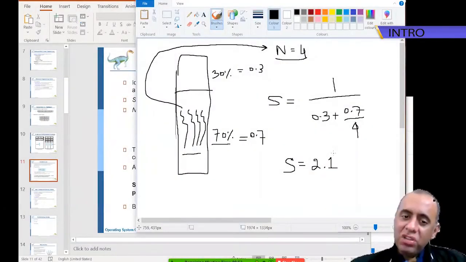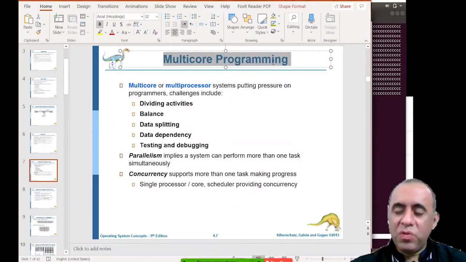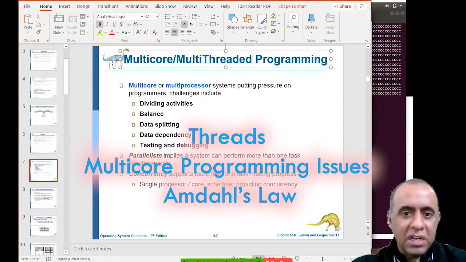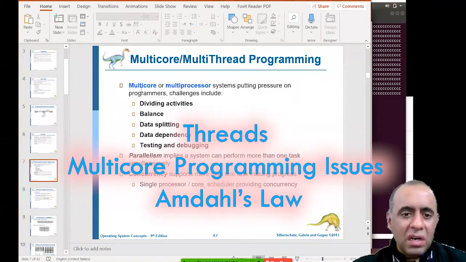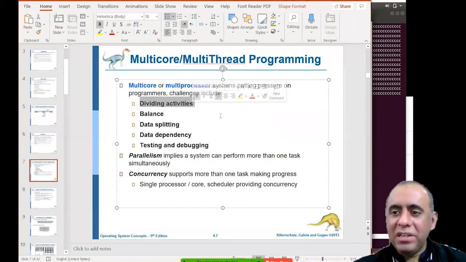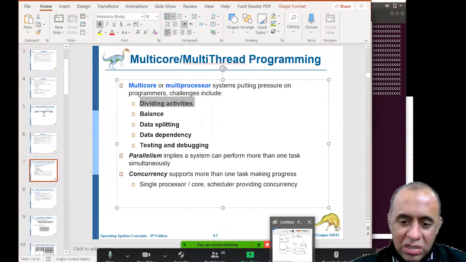You created 4 threads, but still you are getting only 2 times the speed up. It's not easy to do multi-core programming, which can also be called multi-threaded programming. The first thing that it requires is that you think in terms of multiple activities being done inside your process. So, for example, let me actually write it over here.